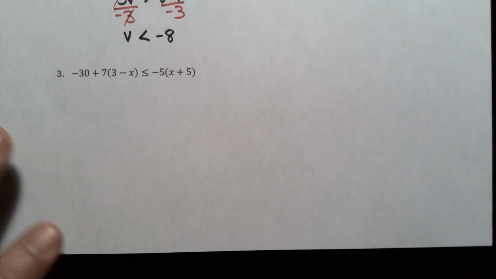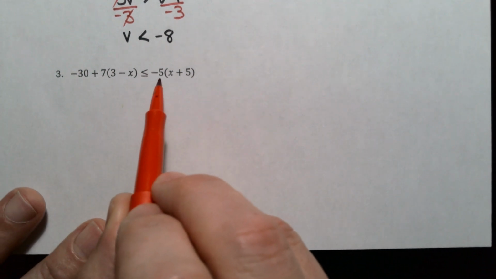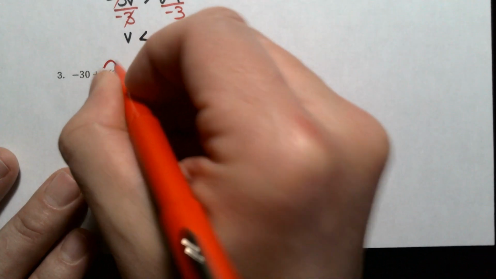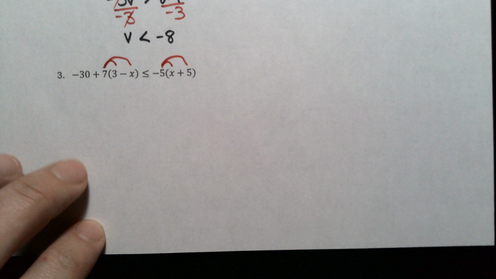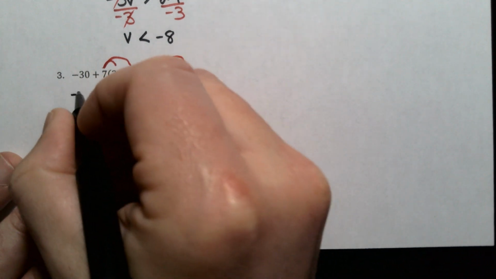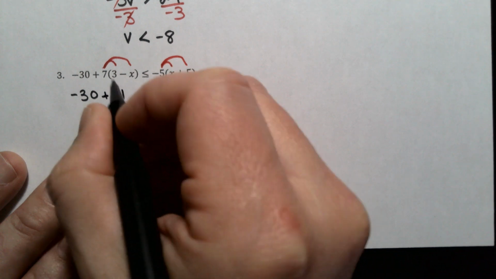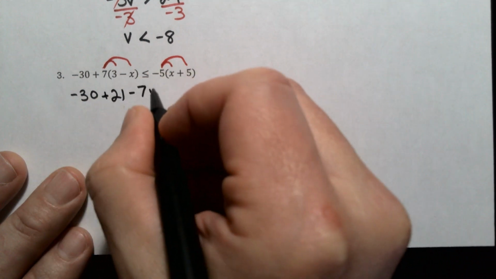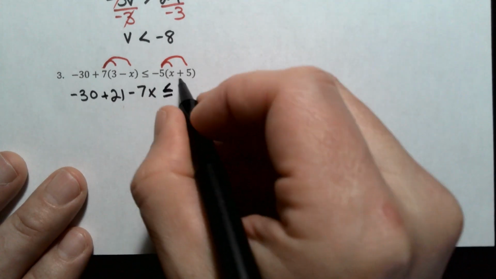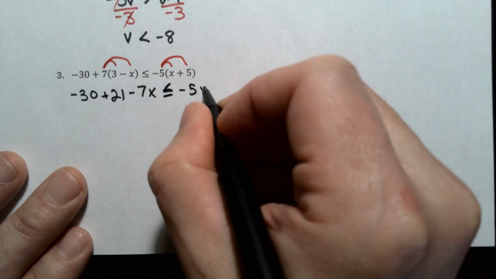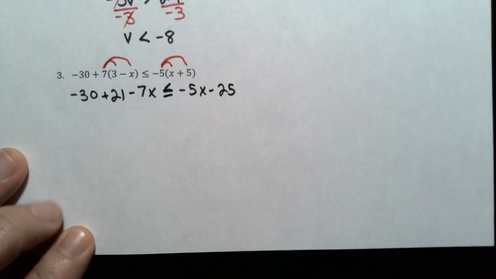So we've got this negative 30 plus 7 times 3 minus x is less than or equal to negative 5 times x plus 5. So I'm going to distribute the 7 to this parentheses and distribute the negative 5 to that parentheses. This gives us negative 30. 7 times 3 is 21. 7 times negative x is negative 7x. There's my less than or equal to sign. And then negative 5 times x is negative 5x. And negative 5 times positive 5 is negative 25.